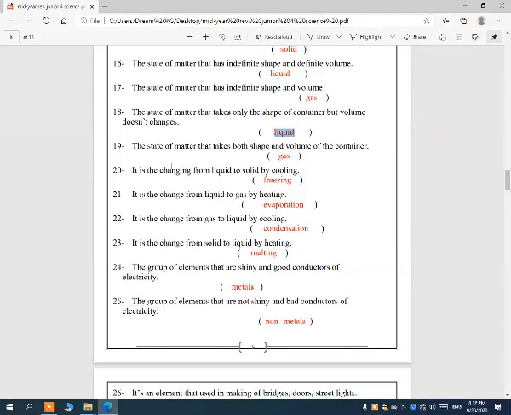Number 19. State of matter that takes both the shape and volume of the container. It will be what? It will be gas.